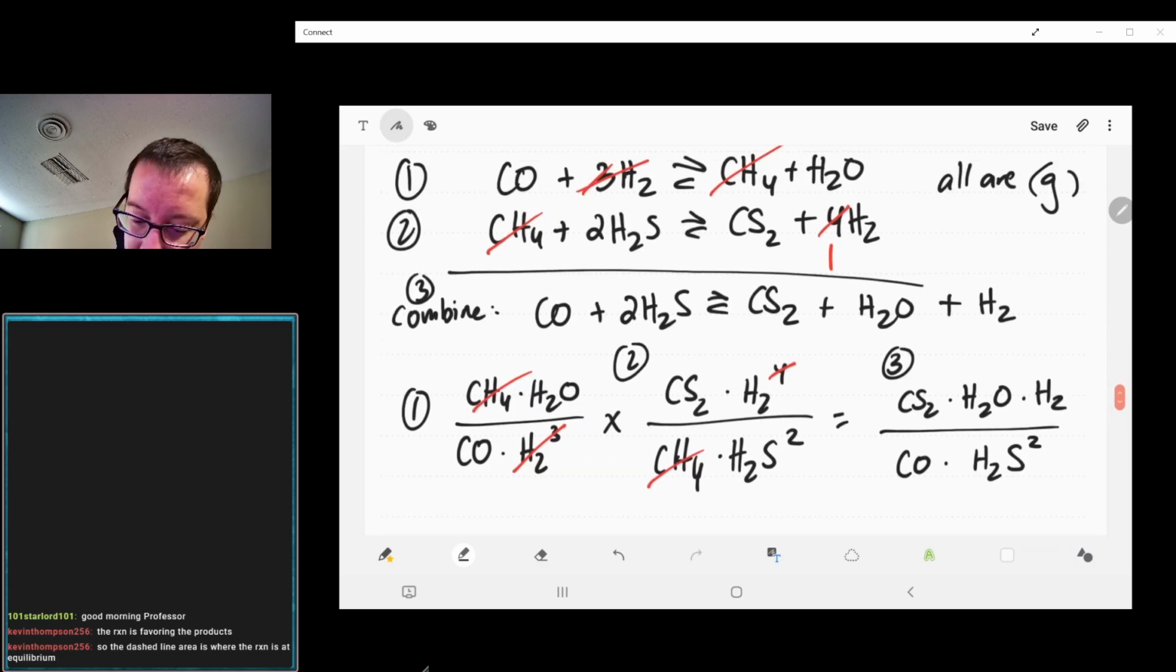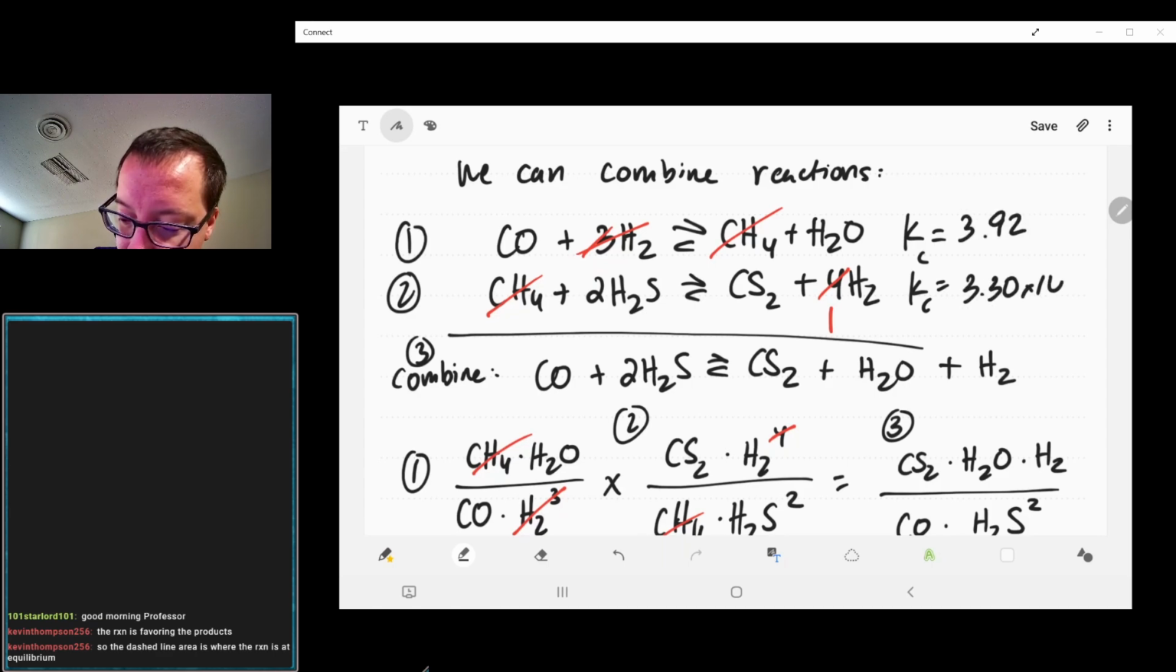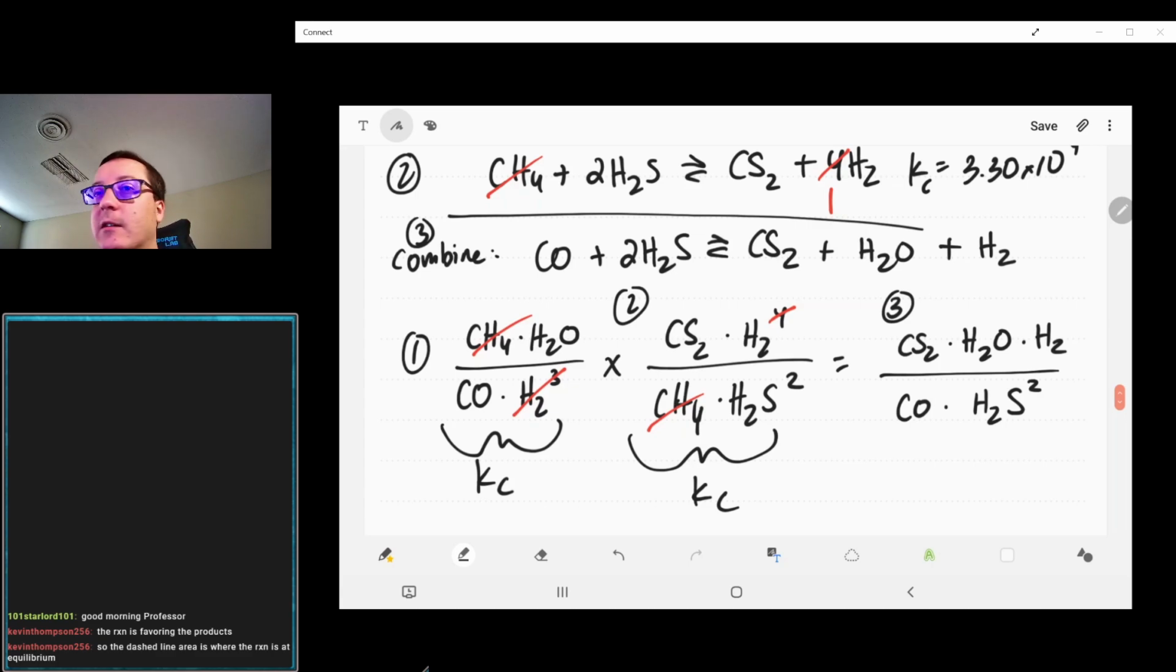Let's put out some numbers here. Remember, these were just equilibrium expressions, right? So they are numbers. So all we have to do is multiply them together in order to figure out what our new equilibrium expression is going to be.